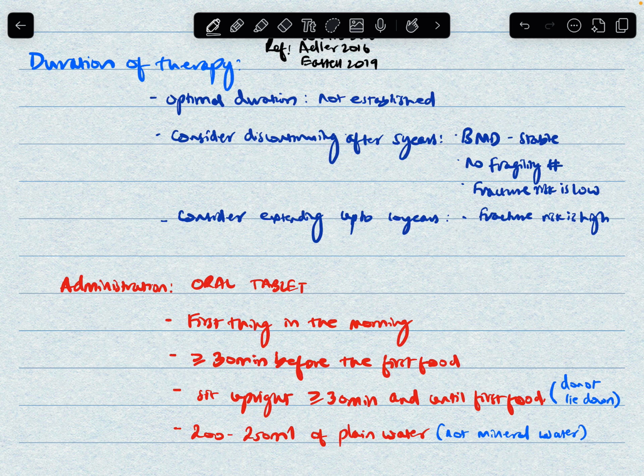We need to instruct patients who have been prescribed oral bisphosphonates that they need to take this tablet first thing in the morning, at least 30 minutes before the first feed, and they have to sit upright for more than 30 minutes, and until the first feed they should not lie down. This tablet has to be taken with a good amount of water, at least about 250 ml of plain water, to avoid esophageal irritation.